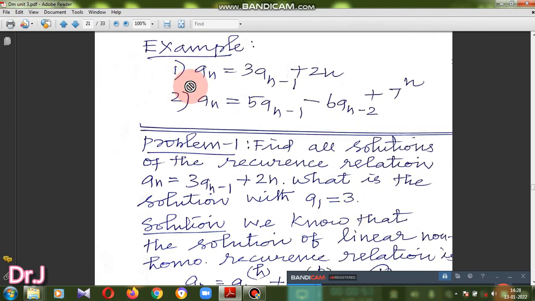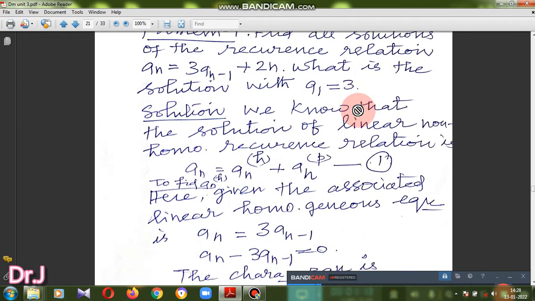Examples of non-homogeneous linear recurrence relations are given like this. Are they? Yes, because a_n consists of two terms, one based on its previous terms, another based on n. Okay. Similarly here. Now let us take this problem.